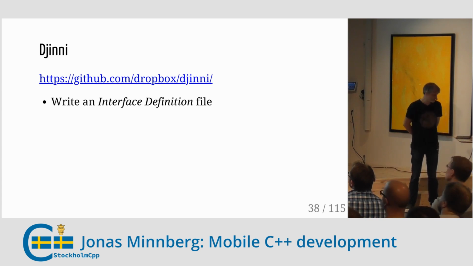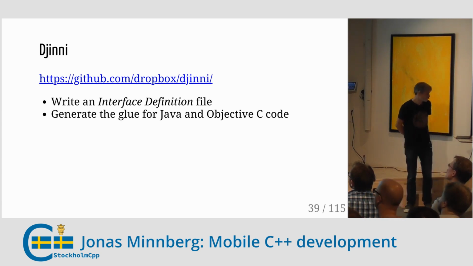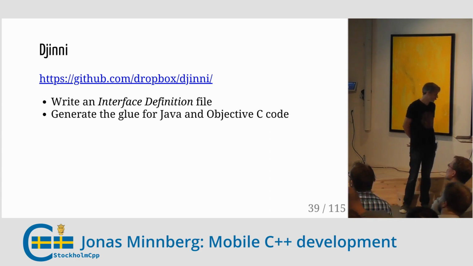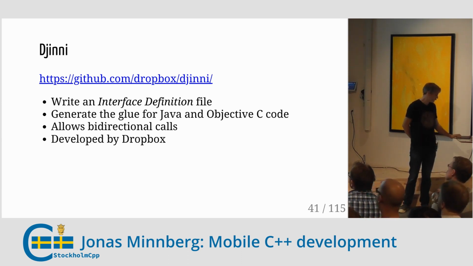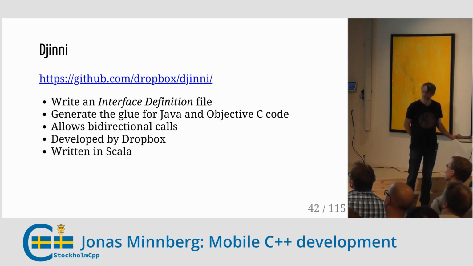You write your interface in an interface definition file, and you run this thing, and it generates all the glue code for both Java and Objective-C, and it also allows bidirectional calls from both languages. So this was exactly what we needed. Like I said, developed by Dropbox, written in Scala. Anybody here that knows Scala? Yeah, I might. Good, Arvid. I might ask you stuff later.